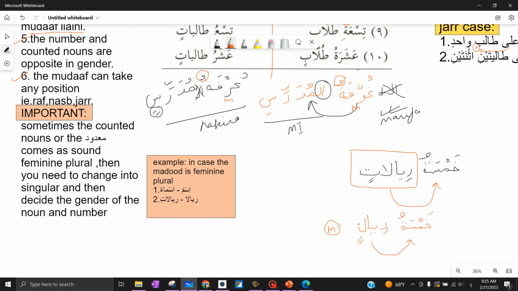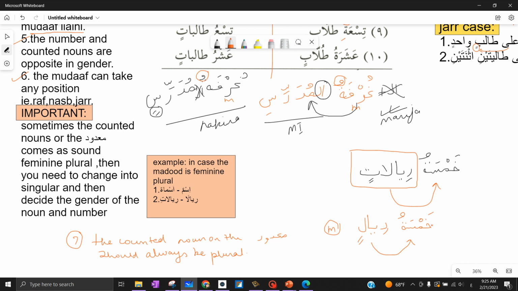And then what are the rules of 3 to 10? The counted noun should always be in plural. I have forgotten to put this point here, so you should add one more point. Point number 7: the counted noun, or the ma'dud, should always be plural, not singular. So this is the 7th point. Please add this with all these points.